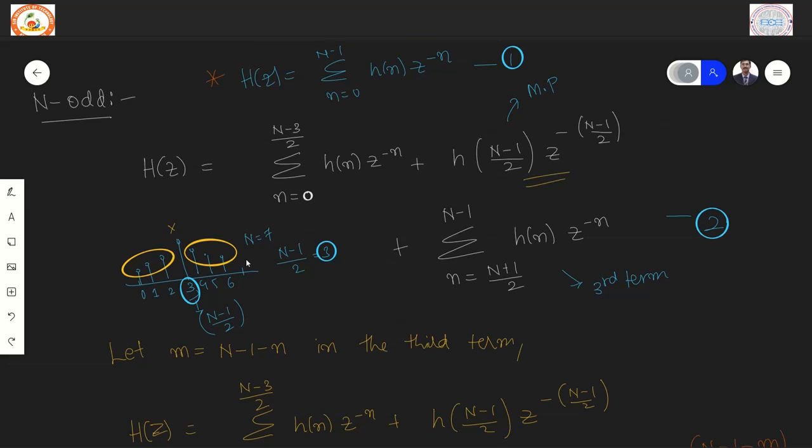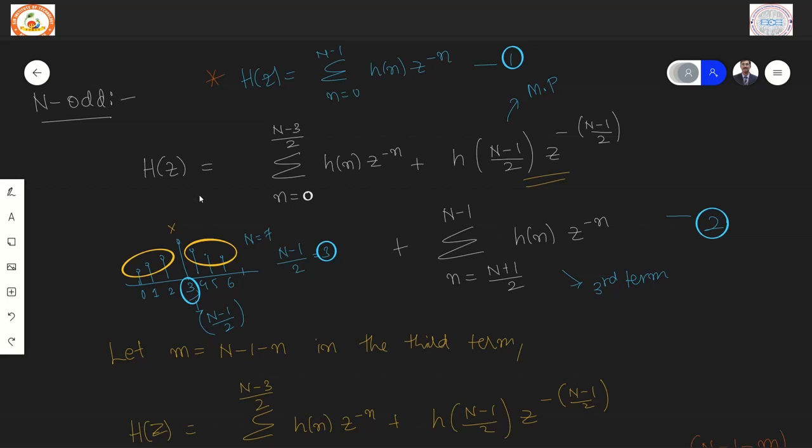Let us now consider the case when we are discussing the condition called symmetry and we are taking capital N to be odd in length. Once again, H of z is given by summation n is equal to 0 to N minus 1, h of n, the impulse response, into z power of minus n. This comes from the definition of the Z transform.